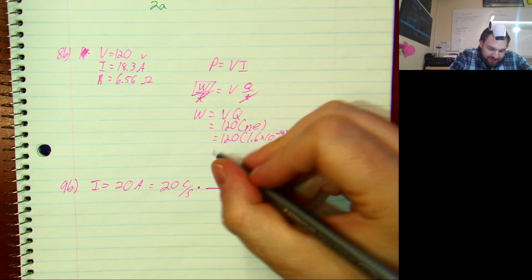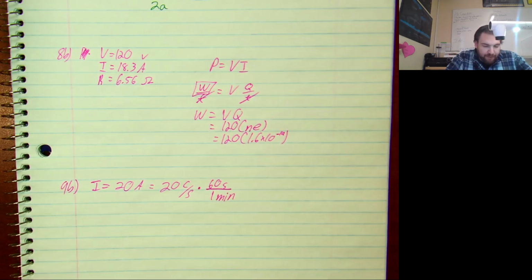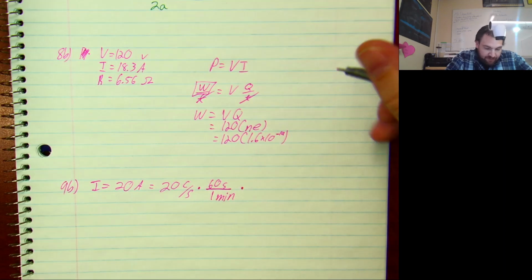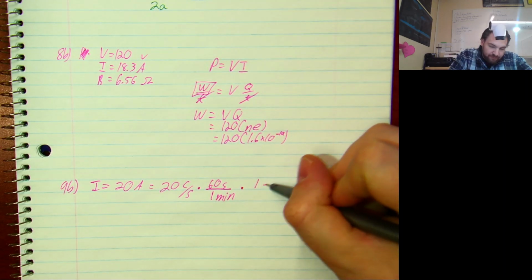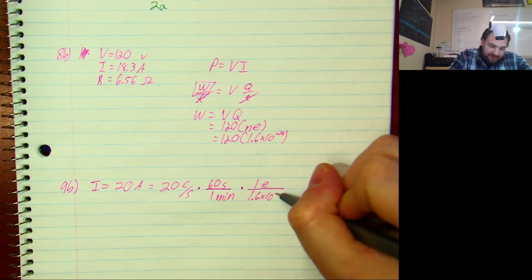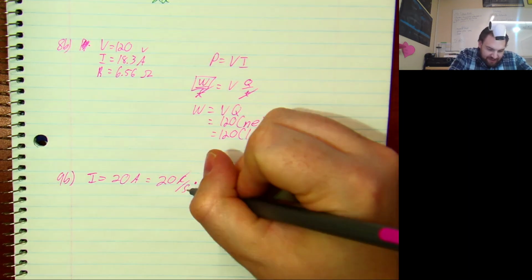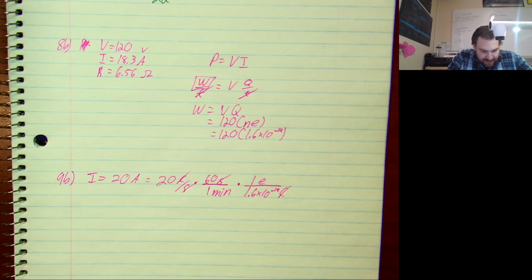So the easiest way to do this is to turn this thing into, so I got 60 seconds per minute. That's going to cancel out my seconds. And I have 1 electron is 1.6 times 10 to the negative 19 coulombs. We're just converting units like we did before, right at the very first chapter we looked at unit conversions. That's what we're doing here. So my coulombs are going to cancel, my seconds are going to cancel, and I'm going to get a monstrous number here.